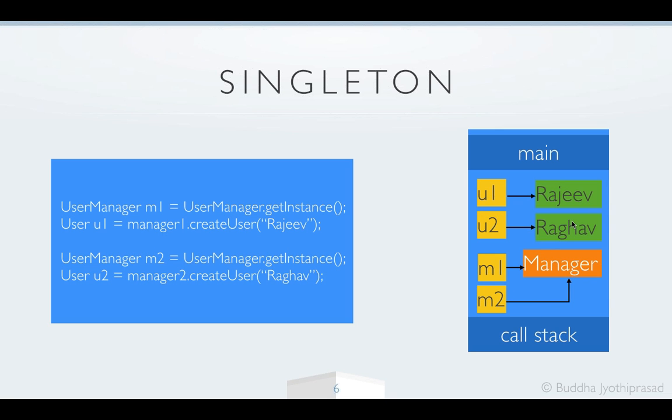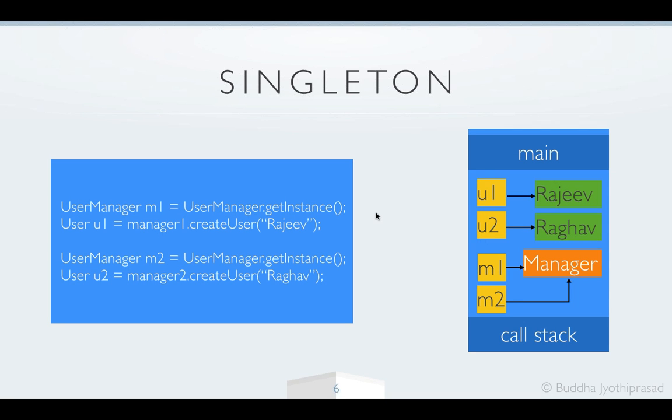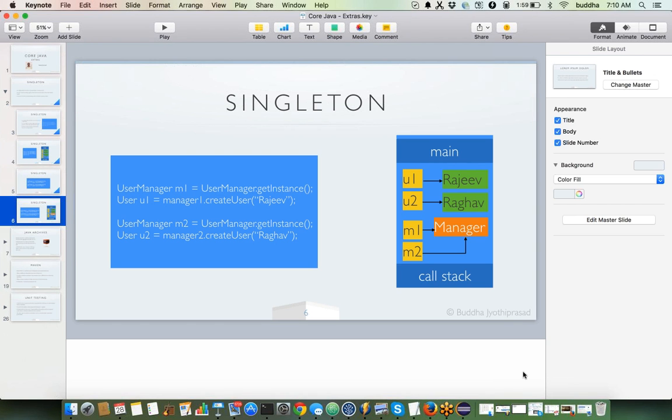There are two other variables u1 and u2, and Rajiv and Raghav are objects which are being pointed to by these. So here the user class is not actually a singleton, because there are multiple objects getting created for the user class. Whereas for the manager class, even though we are calling getInstance, there is only a single object. So this is the singleton. Here the UserManager class is a singleton class. Okay, so now let's look at how we can achieve that in terms of code.